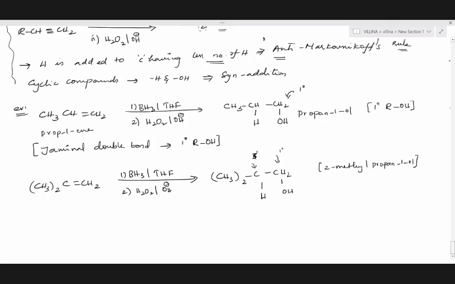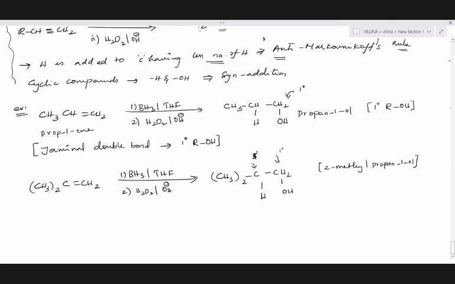And when it comes to cyclic compounds, in what manner do the H and OH get added? They happen in syn addition, which means they will be added on the same side of the plane. I will give you an example, don't worry, but just note down the points related to this hydroboration oxidation. The first thing is what rule they are following, the addition mechanism.